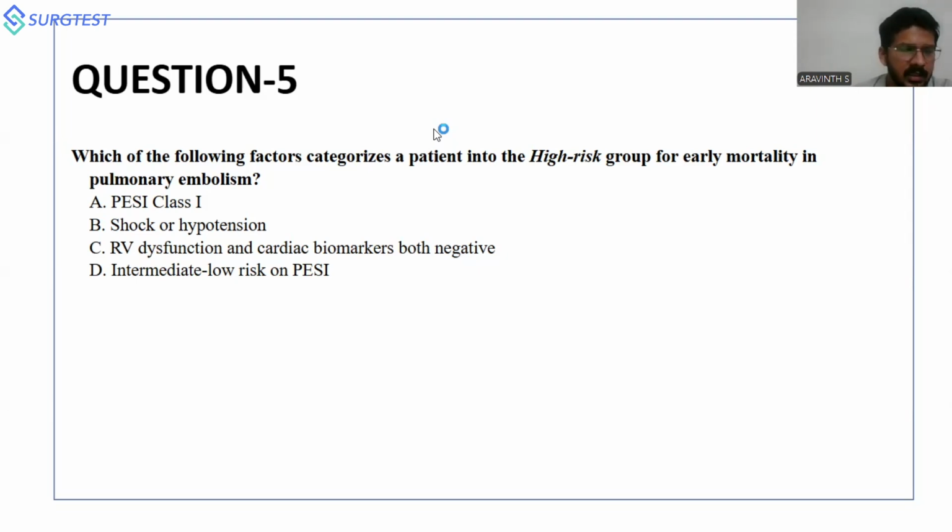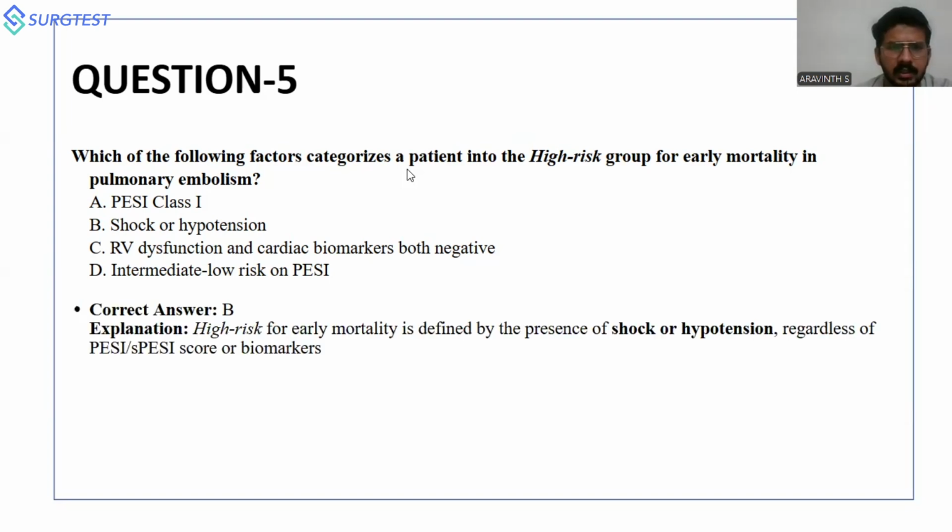So examiners, especially in most of these entrance exams, are fond of asking questions based on these risk stratification scores and all that in pulmonary embolism. So it's prudent to understand the scores and the management based on them. Yeah, somebody says B, shock or hypotension. It's pretty straightforward. High risk for early mortality is defined by the presence of shock or hypotension.